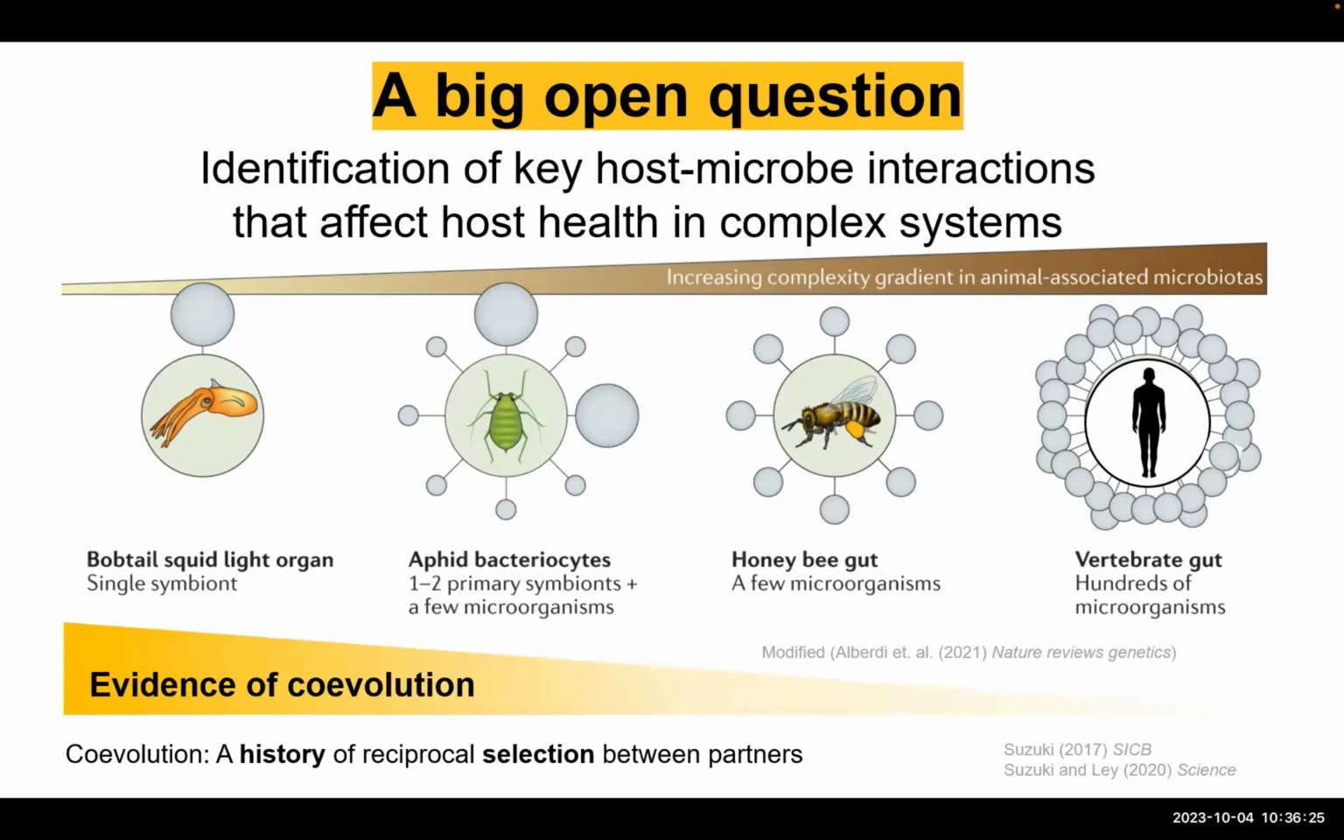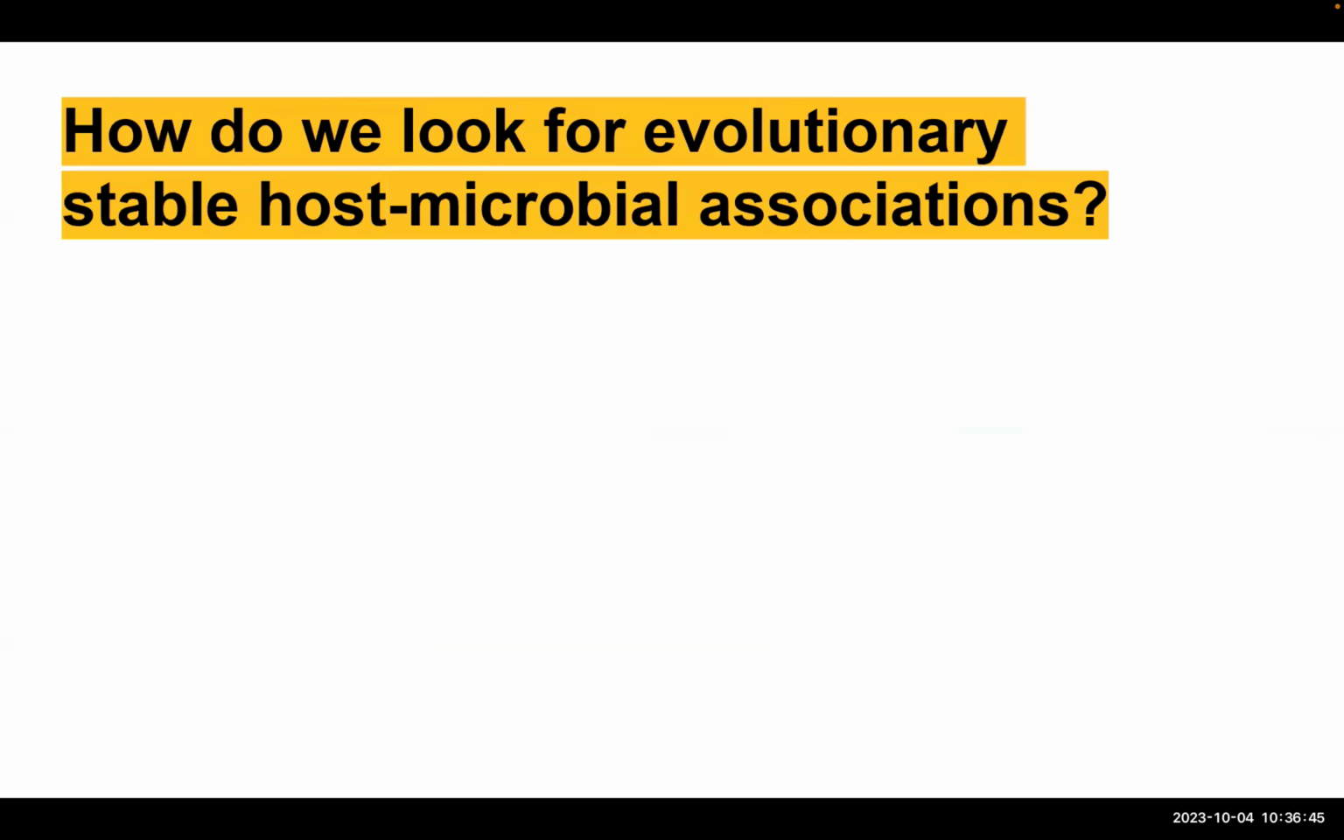And this is a result of a process called coevolution, which is a history of reciprocal selection between the partners. This evidence of coevolution is limited in the vertebrate gut, in part because there's hundreds and thousands of microbial species. But if we can find these evolutionarily stable associations, these can be a therapeutic target. But how can we look for these evolutionarily stable associations?